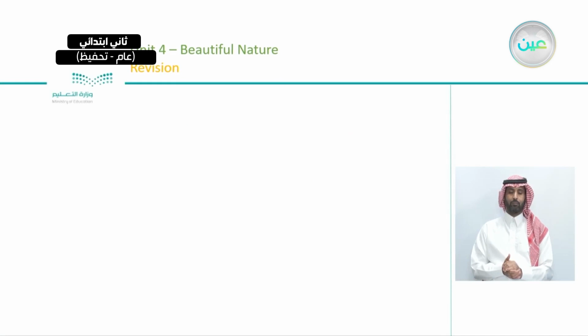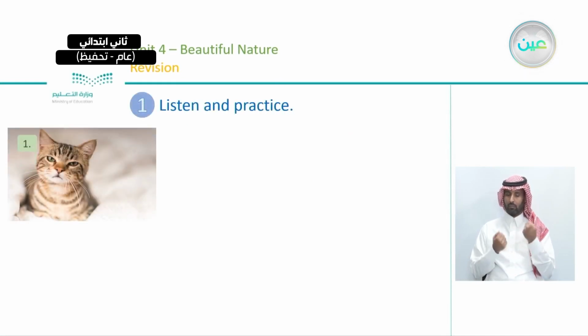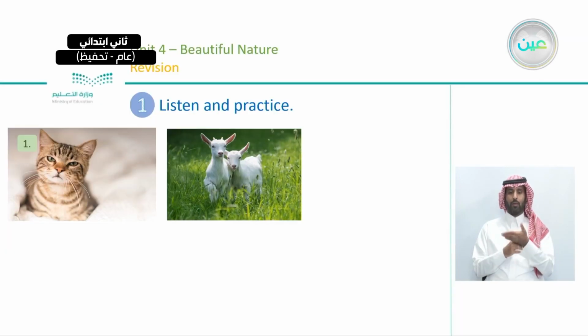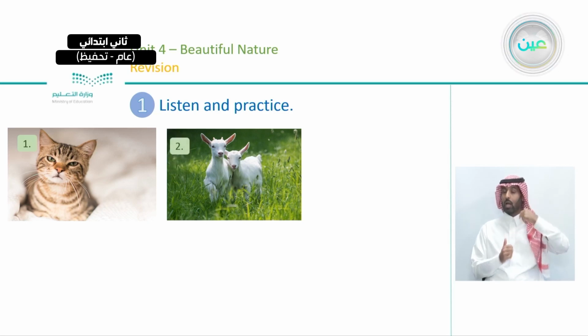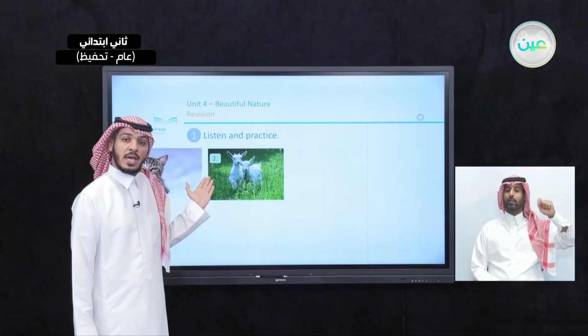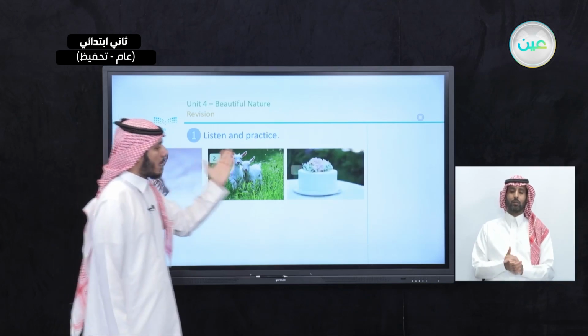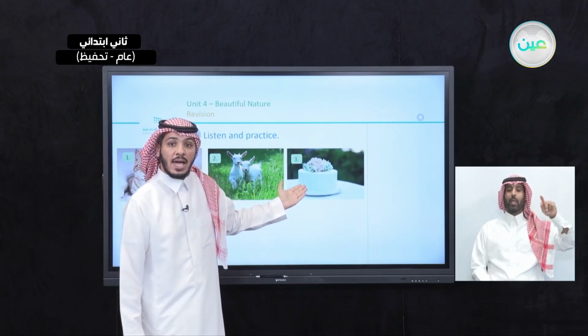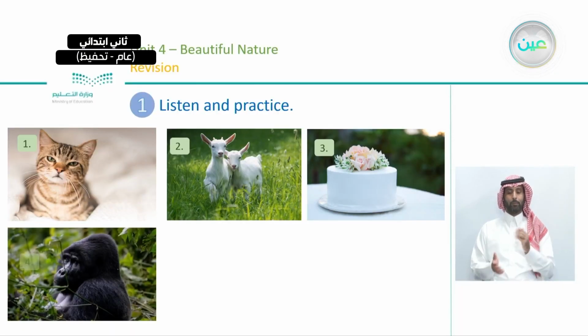Okay, now we have number 1, listen and practice. So we have this. What is this? Can you tell me? This is cat, excellent. Okay, what is this? This is goat. Okay, what about this? This is cake. Okay, what is this?